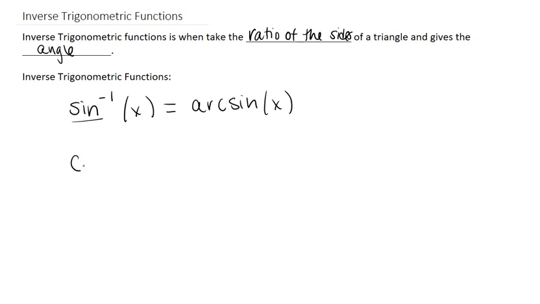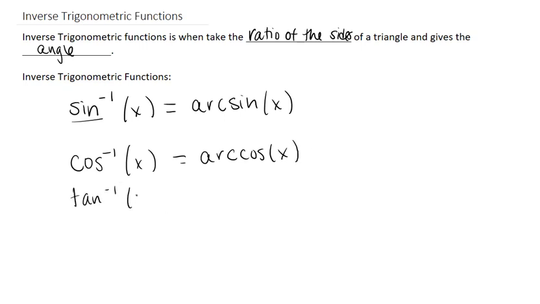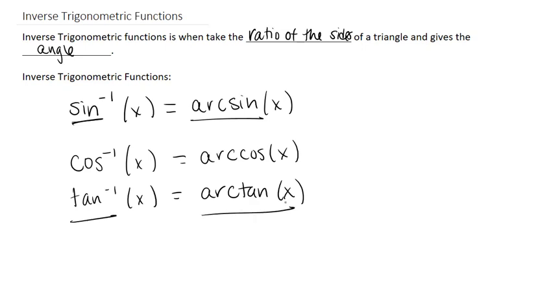Now let's look at cosine to the -1. It's our inverse of cosine. So we go cosine -1, or it could be represented as arc cosine x. And then we have tangent to the -1 x, which can also look like this, arc tan of x. So if you see either of these, the inverse of tangent or the arctan of x, it means the same thing.